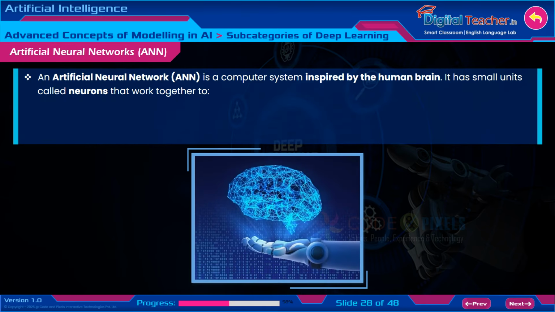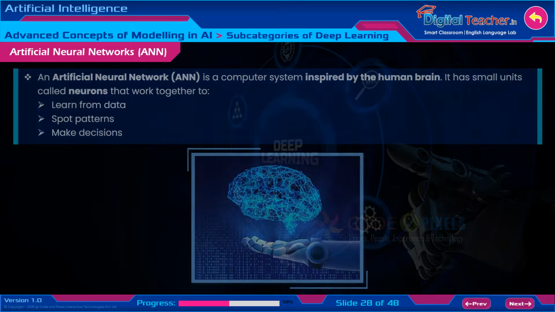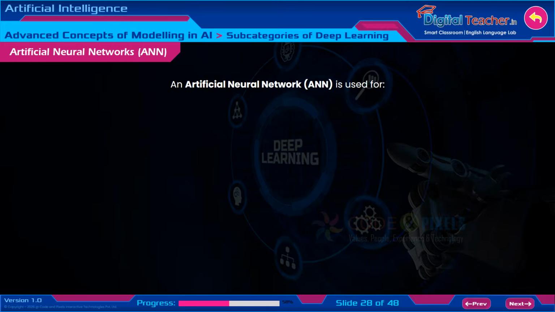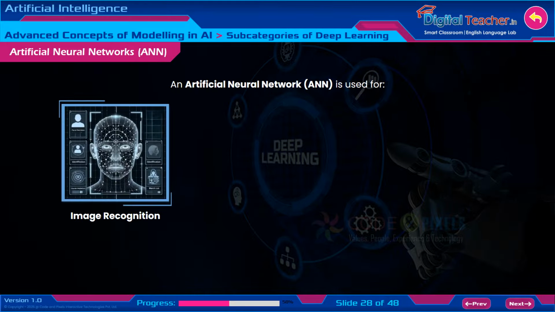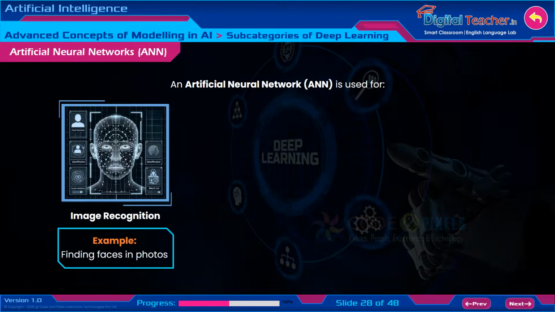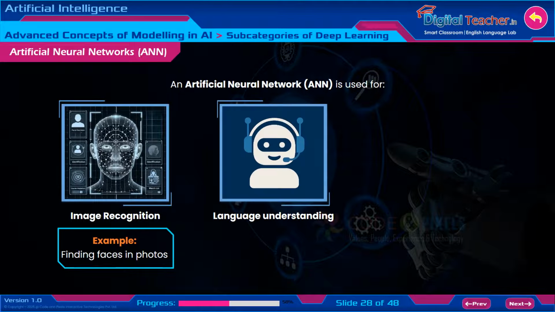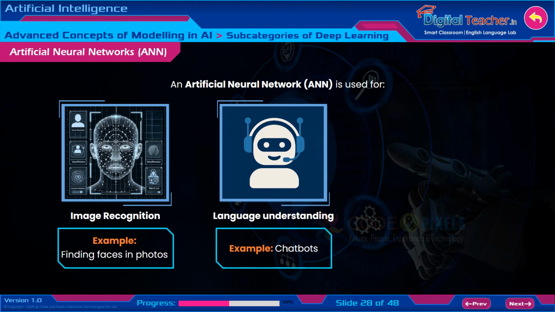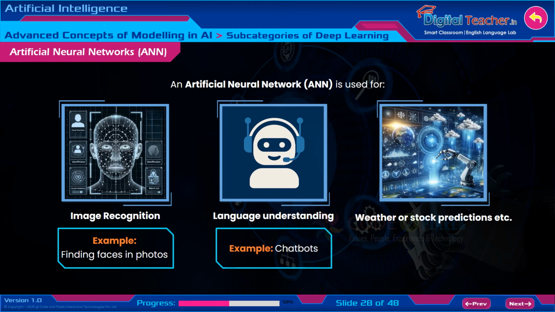An artificial neural network is a computer system inspired by the human brain. It has small units called neurons that work together to learn from data, spot patterns, and make decisions. An artificial neural network is used for image recognition. Example: finding faces in photos. Language understanding. Example: chatbots. Weather or stock predictions, etc.